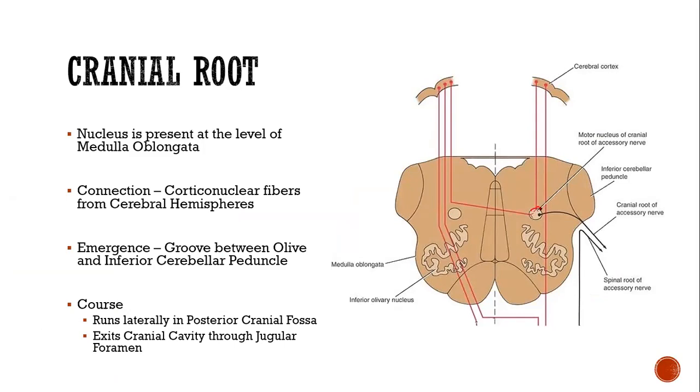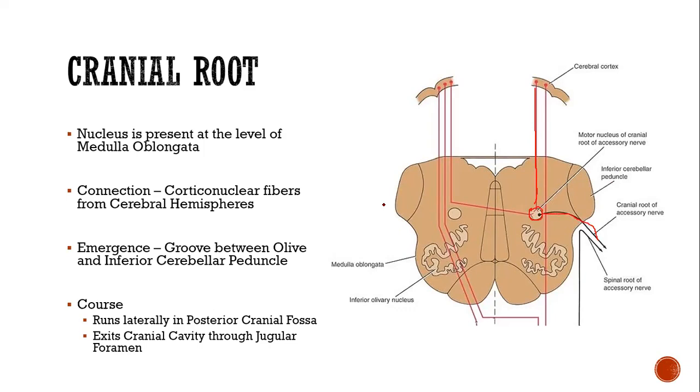You can clearly see this is the main motor nucleus of the accessory nerve, present at the level of the medulla oblongata. As you can see from the connections, it is connected to the cerebral cortex. The fibers are descending down to the motor nucleus of the accessory nerve from the cerebral cortex. And then this cranial root emerges from the junction between the inferior cerebellar peduncle and the olive. You can clearly see it right here.